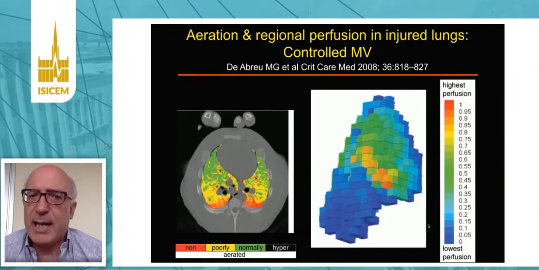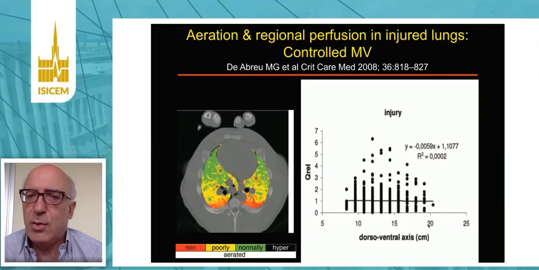In injured lung during controlled mechanical ventilation, as you can see here on the left, there is an increase in the red area, so non-aerated areas, and poorly aerated areas in yellow. And the distribution of perfusion is much more homogeneous along the dorsal-ventral axis. Thus, there is an increase in shunt, so perfusion in the dependent part may be blunted due to vasoconstriction or compression of the capillaries, while another amount of blood perfusion is in the poorly aerated regions, leading to alteration in the VQ.